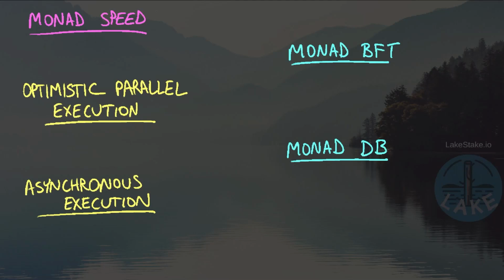Everyone is excited about Monad because of its speed. We're talking 10,000 transactions per second at launch, which is absolutely crazy compared to even a really fast network like Solana, which operates at about 1,000 transactions per second.